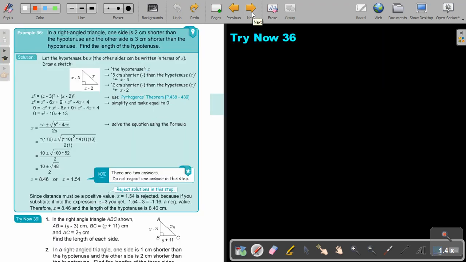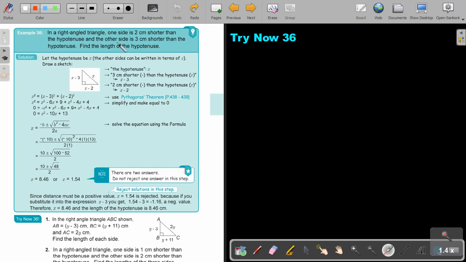Okay, let's look at this example again. In a right angle triangle, one side is 2 centimeters shorter than the hypotenuse, and the other side is 3 centimeters shorter than the hypotenuse. Find the length of the hypotenuse. Now, can you still remember? The hypotenuse is the one opposite the 90-degree angle.